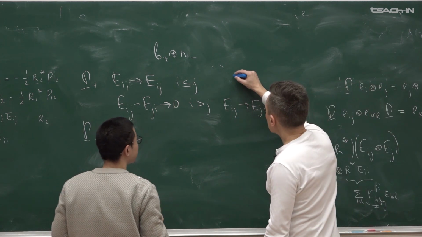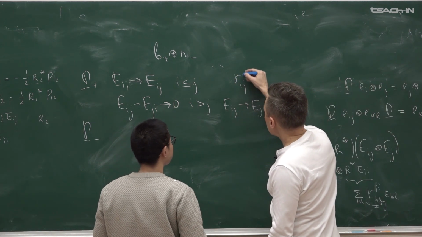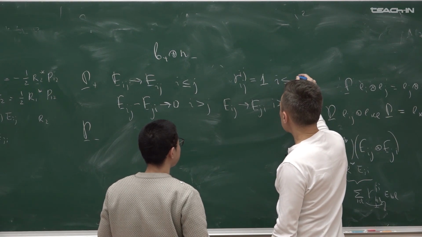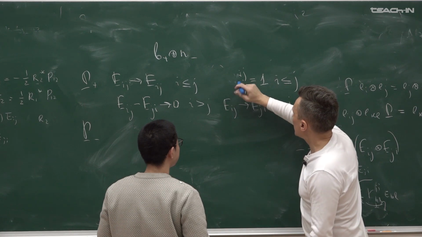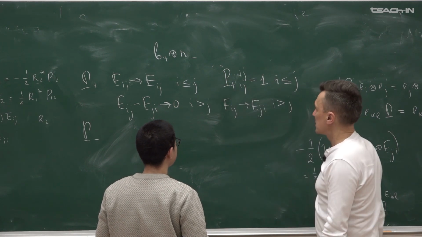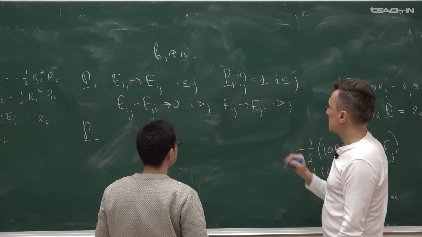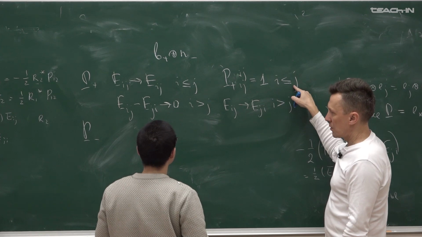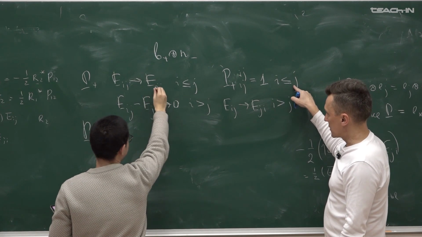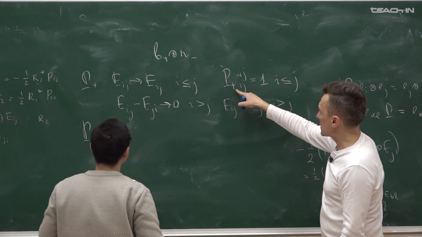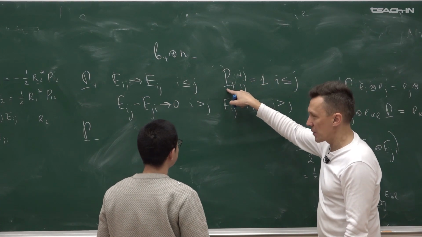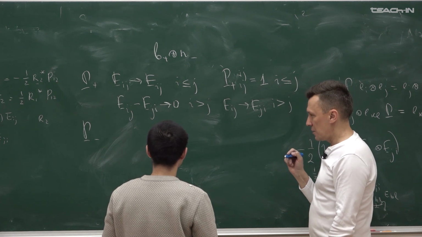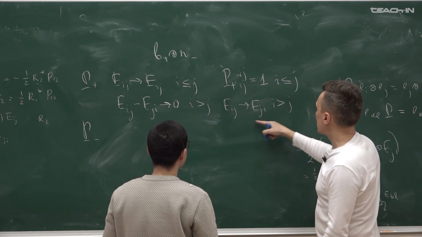I will write. So P plus ij is equal to 1 if i is less than j, because it sends Eij to itself. So this is equal to, but now it's a matrix element of the matrix corresponding to this linear operator. Okay? And now we have to illustrate this.